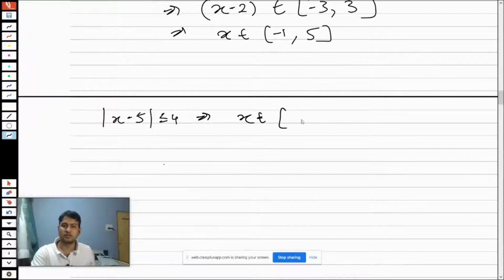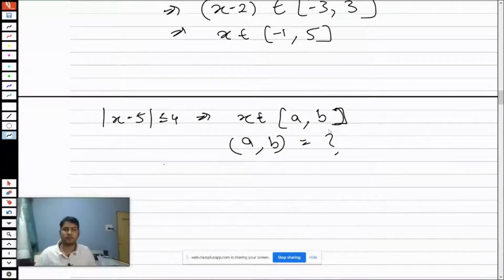This implies x belongs to a to b. What are a and b? Guys, are you with me? I'm asking you, what are a and b? One and nine, yes, that's correct. One and nine.